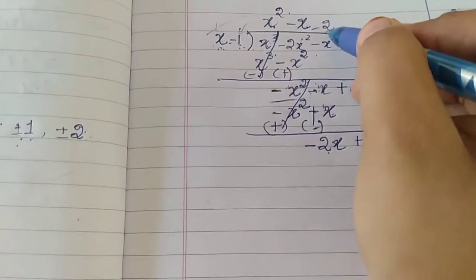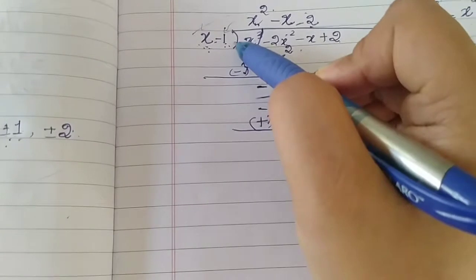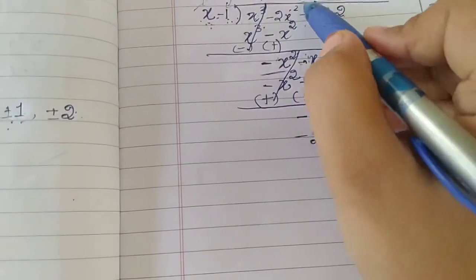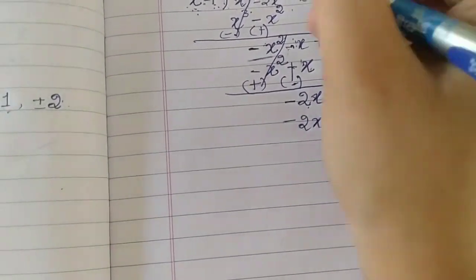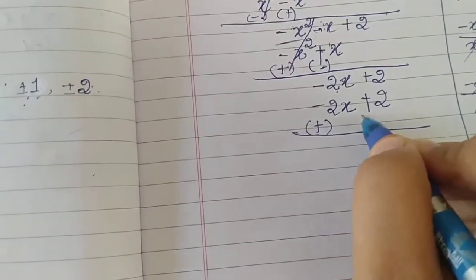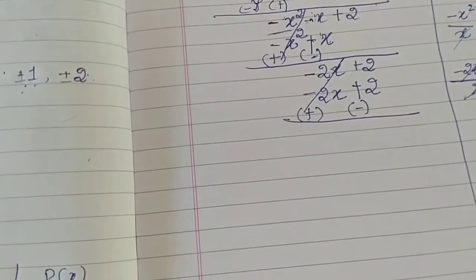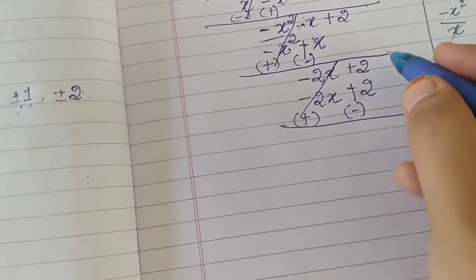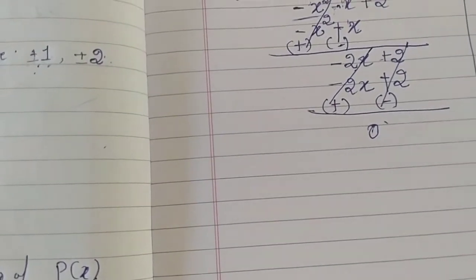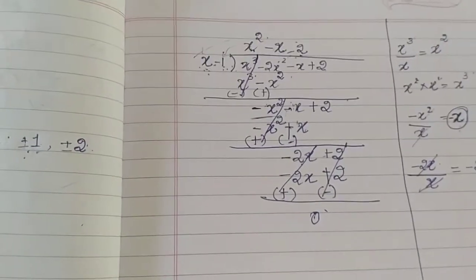Minus 2 into the first term of the divisor, minus 2 into the second term of the divisor. So minus 2 into x is nothing but minus 2x, and minus into minus is nothing but plus, 2 ones are 2. Now you have to change the sign. So minus 2x and plus 2x will get cancelled. What is remaining now? Here also plus 2 and minus 2 will get cancelled. What is remaining? 0. Isn't it? So this is the long division. So next, we will see what you have to do now.